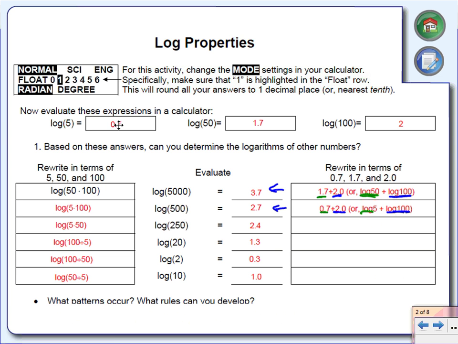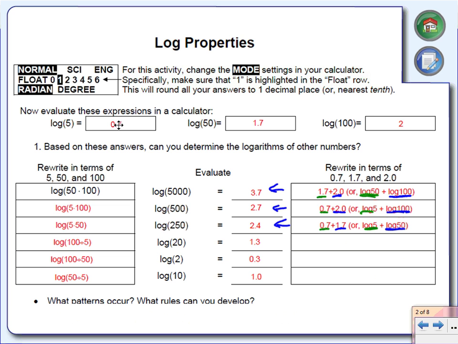Look at this one over here. Log of 5 times 50. That can also be written as log of 5 plus the log of 50. This log of 5 right here, we said was a 0.7. This log of 50, we said was 1.7. And what are you going to get when you add those two numbers together? You're going to get your 2.4.